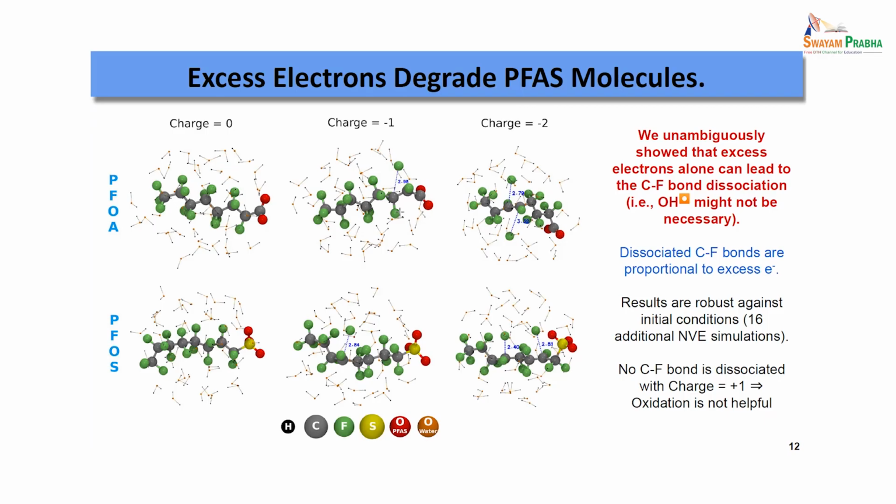We have studied about 16 simulations, although I have shown you only 6 of them here. In all 16 cases, we observed that if you add electrons, the bonds will be degraded, which is one of the important points.